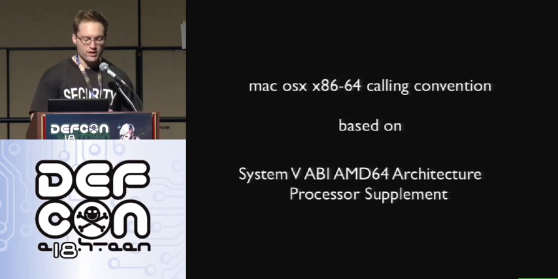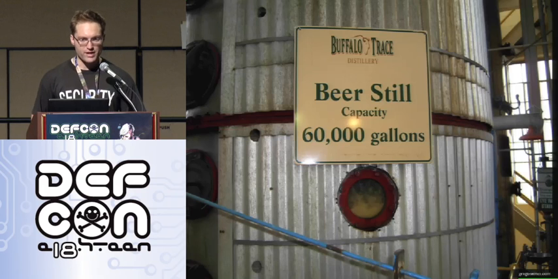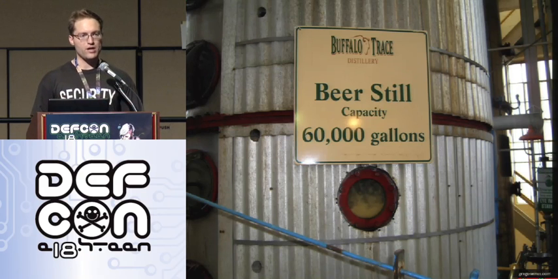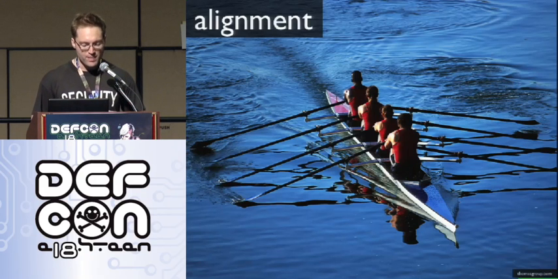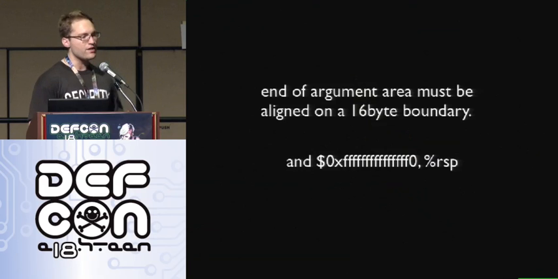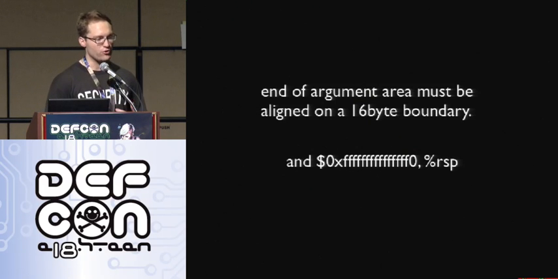But lucky for us, the x86 64 calling convention on OSX is based on the System 5 AMD 64 ABI. So there's some overlap, so we actually get saved a little bit. So instead of actually reading all this stuff, we can just distill it down into the main things we need to actually accomplish the function hooking that I'm going to describe shortly. So the first thing we need to worry about is alignment. And all that we really care about for alignment in this talk with function hooking is that the end of the argument area before you call a function has to be aligned on a 16-byte boundary.